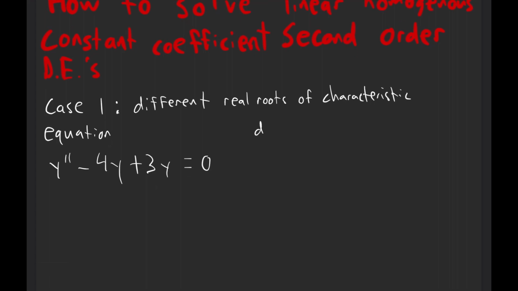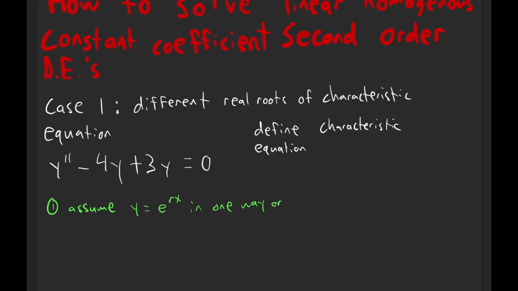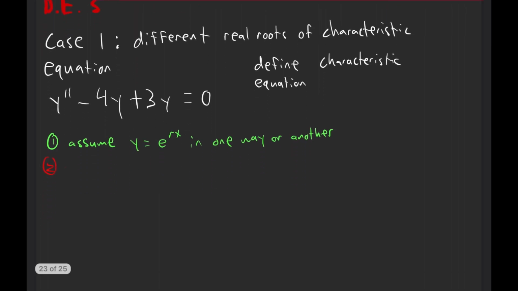In this video, let's try and learn how to solve linear homogeneous constant coefficient second order differential equations. So the first step to do this is define the characteristic equation. Assume that y is e to the rx, and with this we can write out the derivatives. y prime is r e to the rx and y double prime is r squared e to the rx.